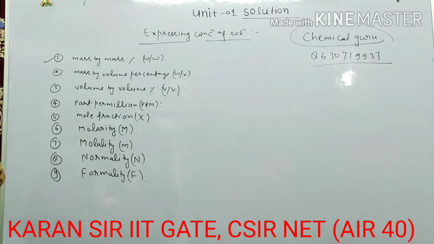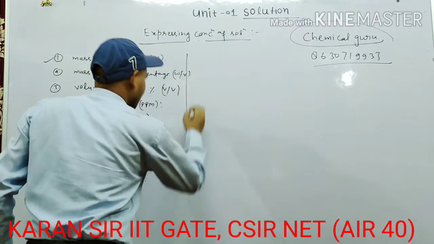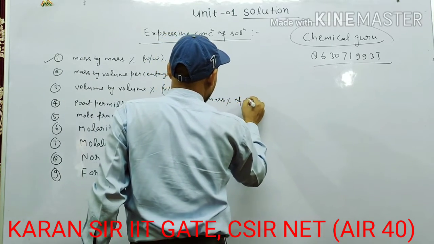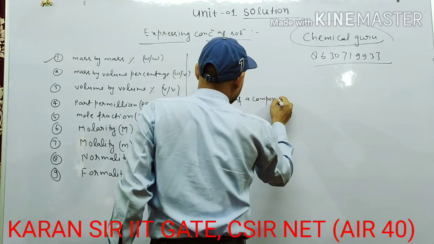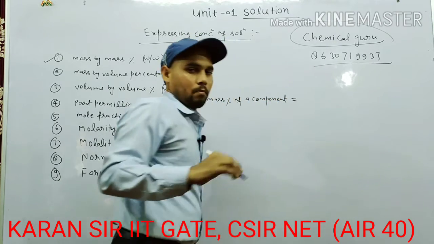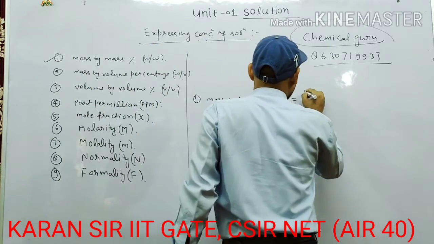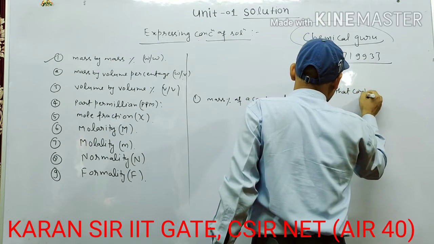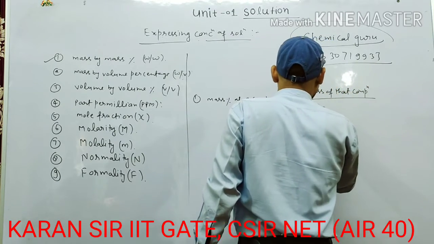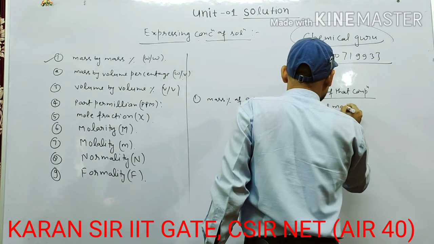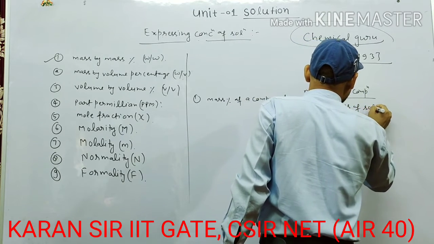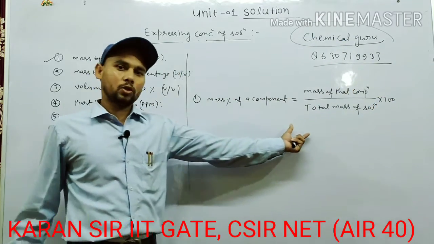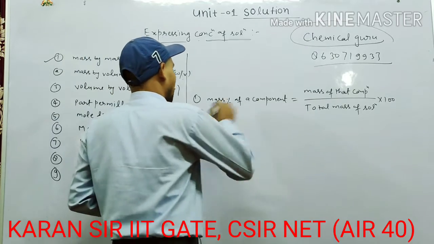Now one by one we will express mass by mass percentage. First of all, we take the first point, mass percent of a component. The formula is: mass of that component upon total mass of solution into 100. So this is the formula.